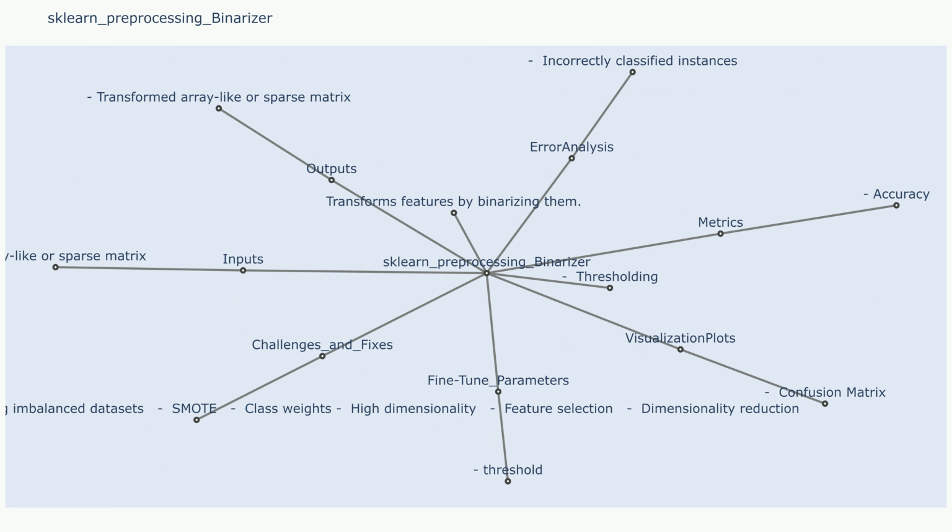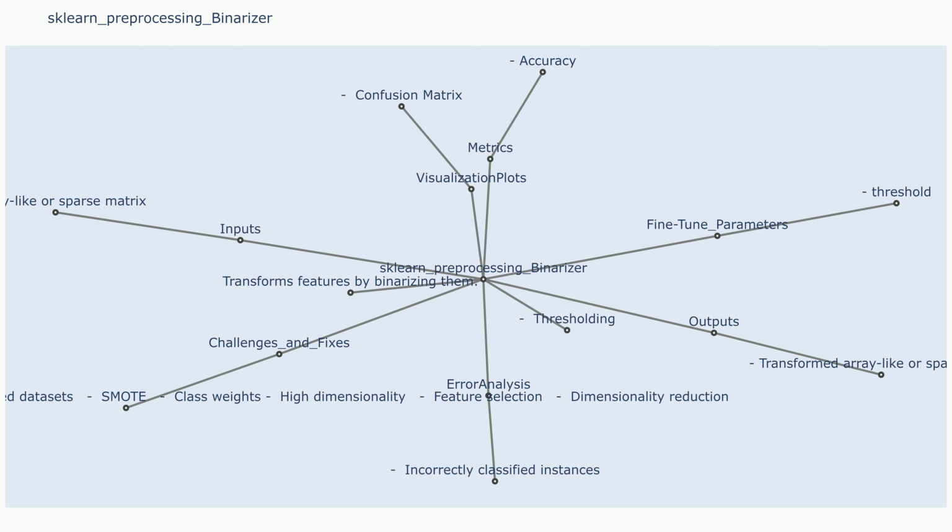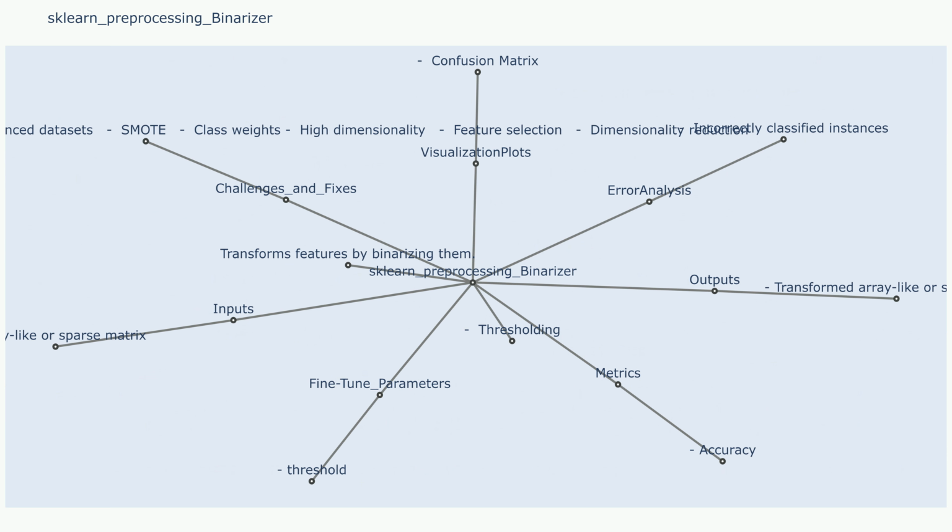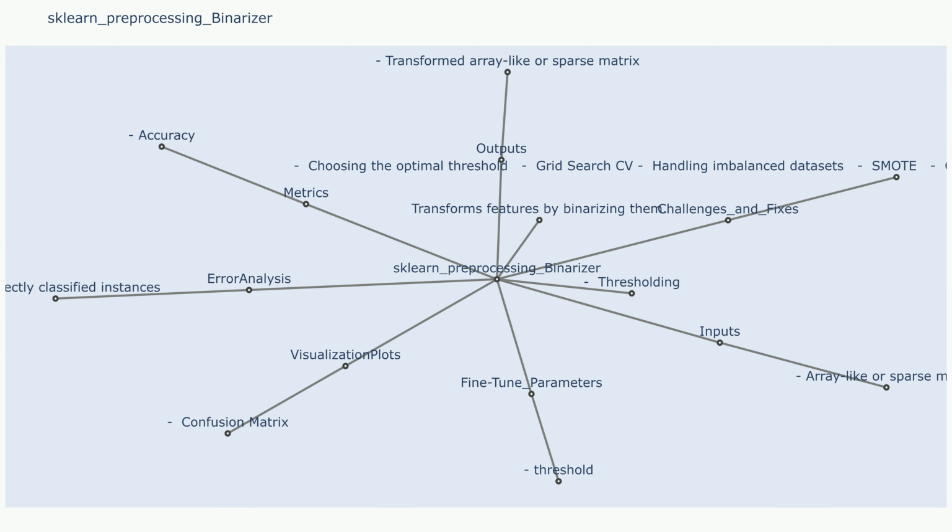Visualization plots. Scatter plots visualizing the distribution of the binarized features to understand the impact of the transformation. Histograms illustrating the frequency of 0 and 1 values after binarization. Fine-tune parameters. Threshold. Adjust the threshold to control the binarization point. A higher threshold results in fewer features being classified as 1. Uncertainty methods. Confidence intervals estimating the uncertainty associated with the threshold selection. Cross-validation evaluating the performance of the Binarizer with different thresholds using cross-validation.